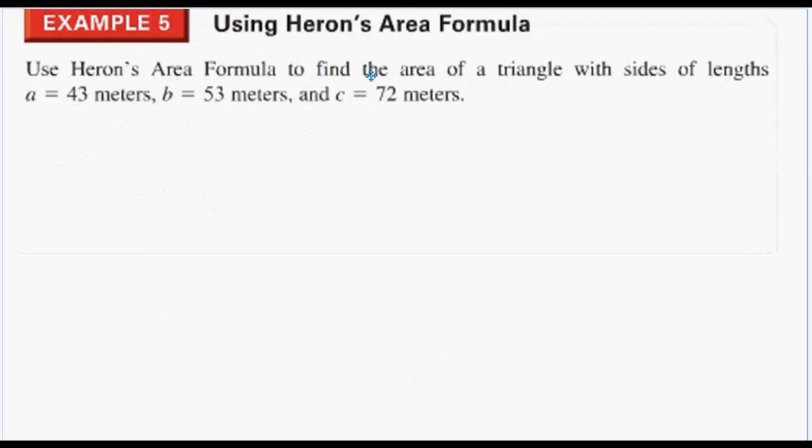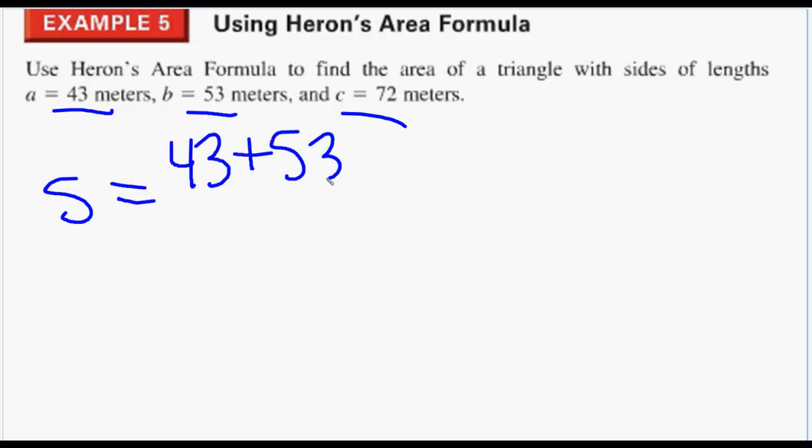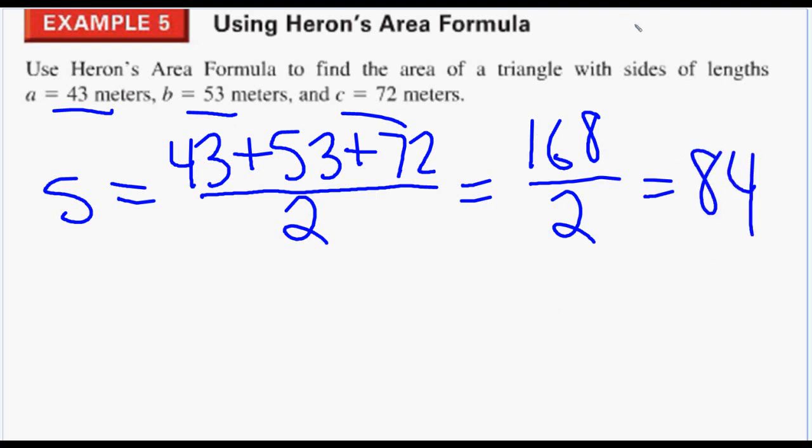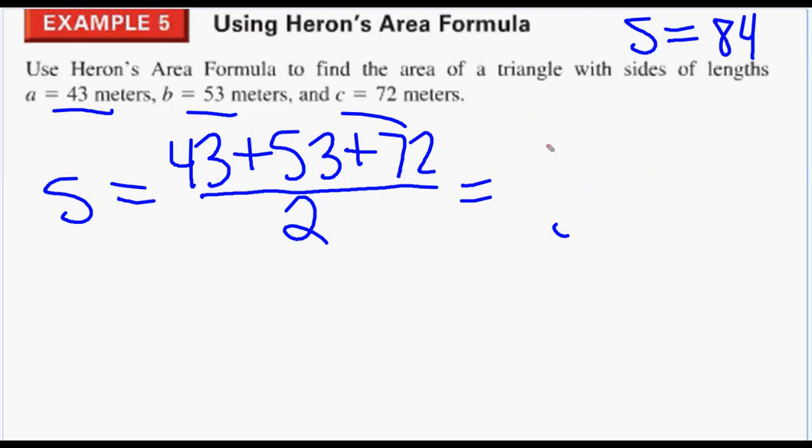So here, use Heron's formula to find the area of a triangle with these side lengths. I'm not even going to draw a triangle. We've got our A, B, and C. So first, let's find S. S means we're going to add 43, 53, and 72 together, and we're going to cut that number in half. If we add up our numerator, we get 168, and we divide that by 2, and then that is 84. So I'm just going to scribble it up here for safekeeping. S is equal to 84.